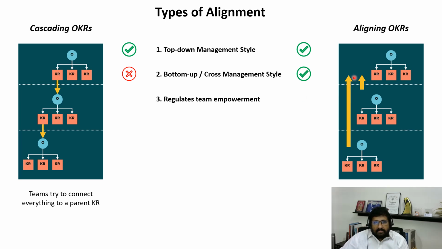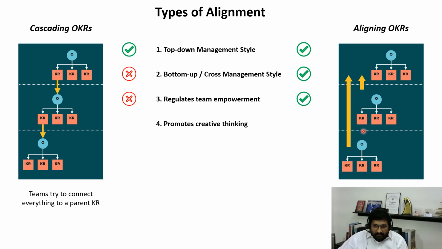Aligning type of OKRs promotes team empowerment, whereas the cascading OKRs will not empower the team, because here in aligning OKRs, teams started writing their own OKRs by themselves. But whereas in cascading OKRs, teams will not write the OKRs by themselves. They simply copy, take their previous level or next level, top level KR becomes the objective of the next level, right? So they simply copy and transfer it. They don't think and come up with innovative solutions. So that is why it provides team empowerment to think and come up with their own OKRs.